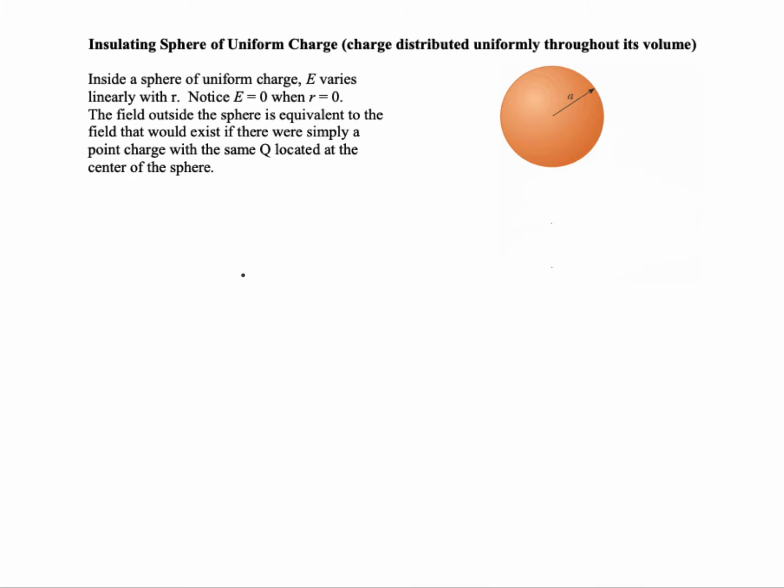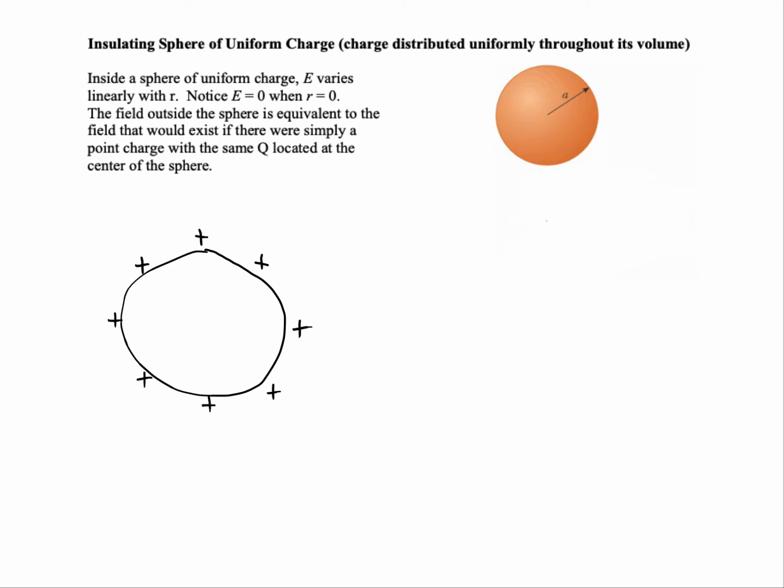In this video, I want to use Gauss's law to determine what the field must be like inside a sphere of uniform surface charge. So let's start with a sphere that has a positive charge on its surface. We want to start by creating a Gaussian sphere whose radius is just a little bit smaller than the object itself.